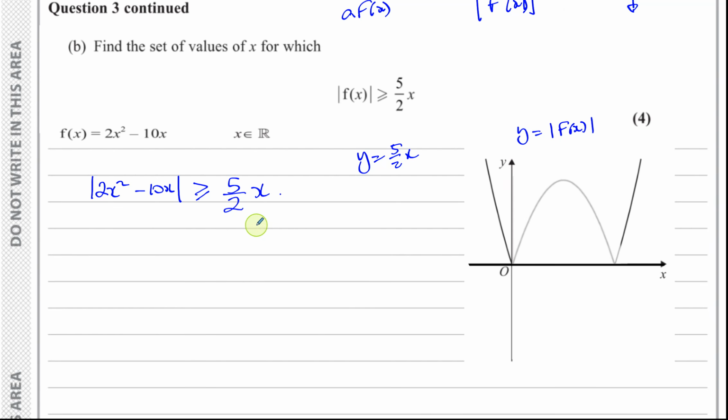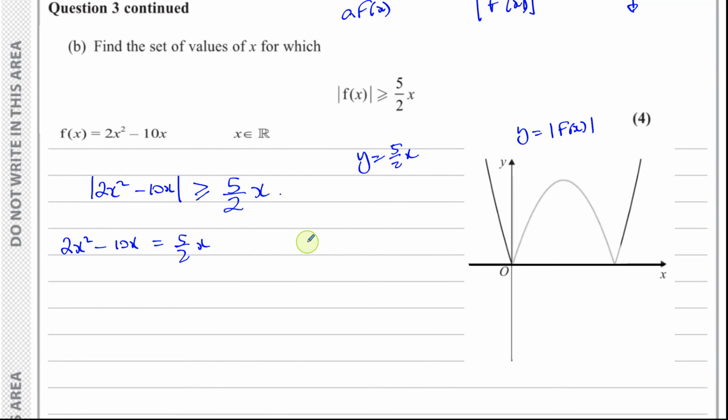Now, an easier way of doing that when you've got something like this is just to say, okay, we're going to find out where 2x squared minus 10x is equal to 5 over 2x, where we're trying to first solve this to find where they intersect. So we'll make them equal. We're basically replacing the y in here, or you can say the y in here, with 2x squared minus 10x.